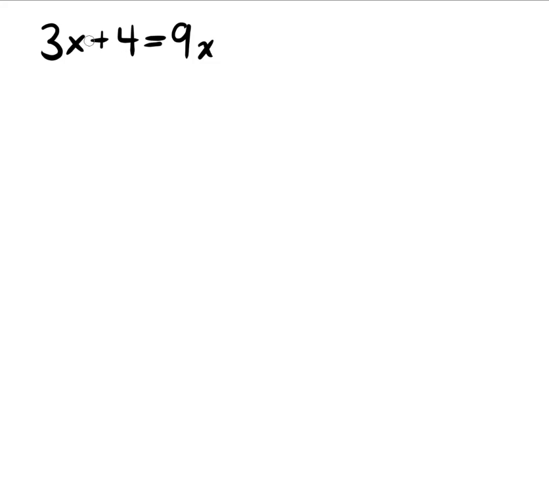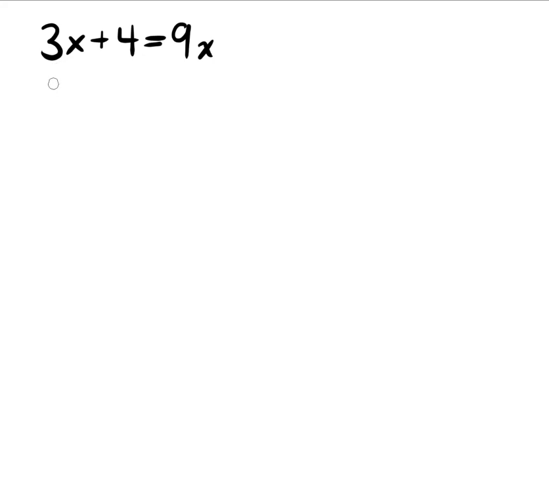But what we need to do is we want to get all our x's on one side, right? So what I have here is 3x, and over here I have 9x, and I'm going to look at which one of these is smaller. Is the 3x smaller or the 9x? In this case, obviously we know that 3 groups of x would be smaller than 9 groups of x.